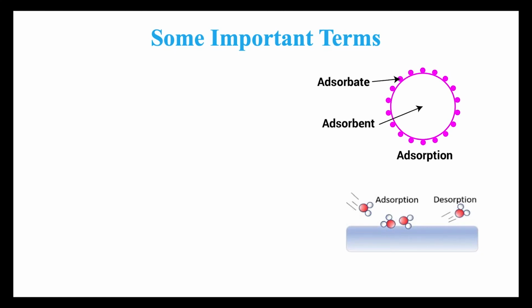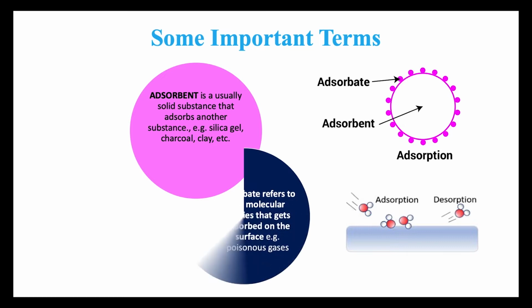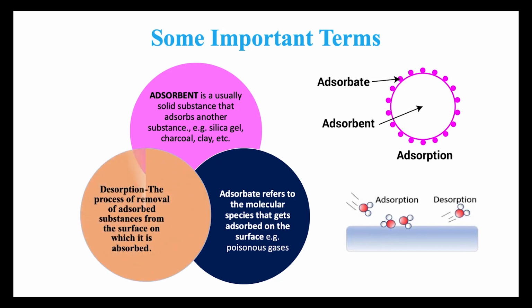Now we discuss some important terms in adsorption. First we will see adsorbent. What is an adsorbent? An adsorbent is usually a solid substance that adsorbs another substance. Examples: silica gel, charcoal, clay, etc. Adsorbate refers to the molecular species that gets adsorbed on the surface. Next is desorption. Desorption is the process of removal of the adsorbed substance from the surface on which it is adsorbed. These are some terms that are used in the adsorption process.